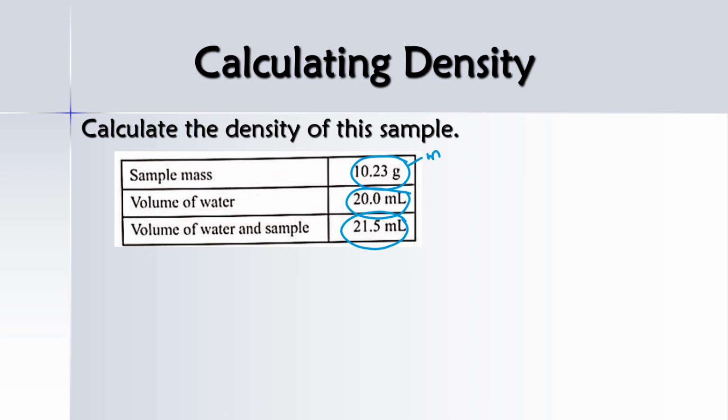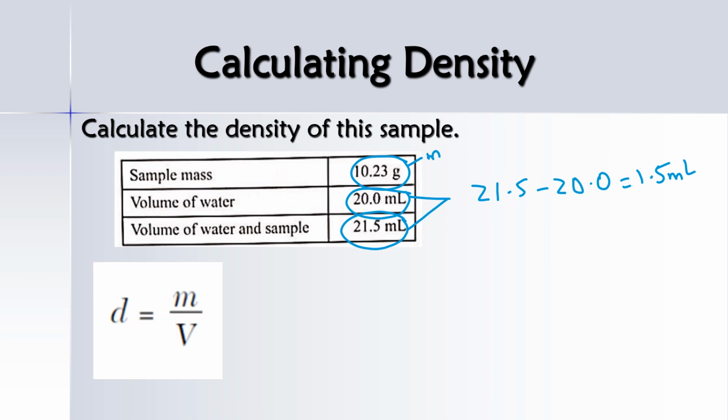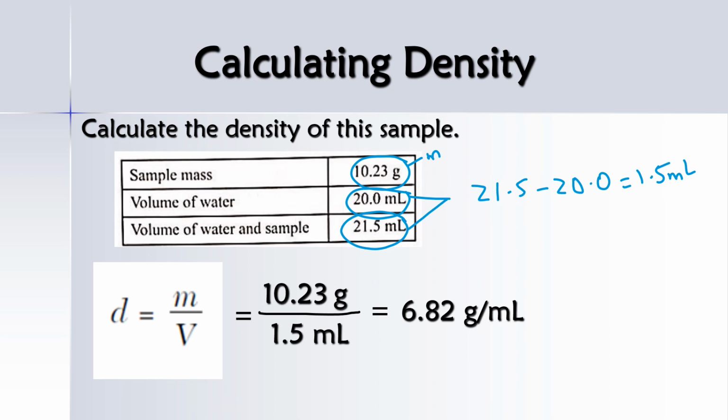We take our total volume, which is 21.5 milliliters, and we subtract 20.0 milliliters, and that gives us 1.5 milliliters, which is the volume of our sample. So now that we have the mass and the volume, we can go ahead and plug that into the density equation. Mass is 10.23 grams, volume is 1.5 milliliters. Do the math. This is the answer that we get.